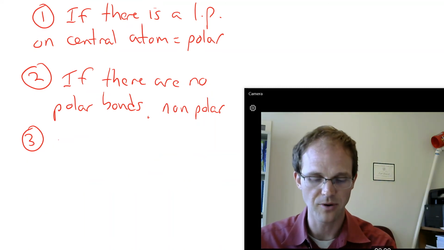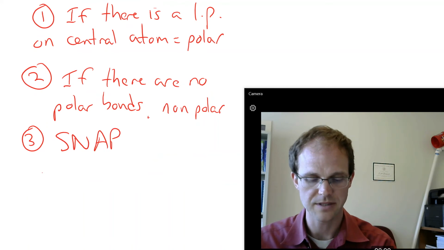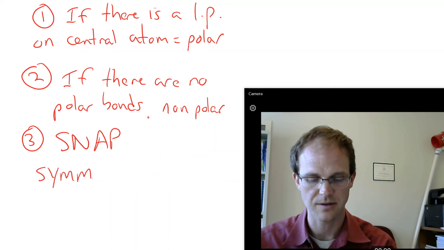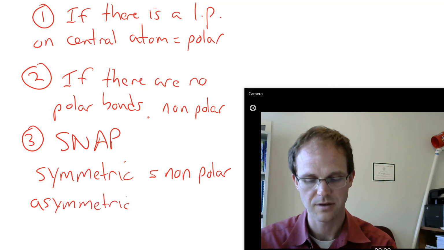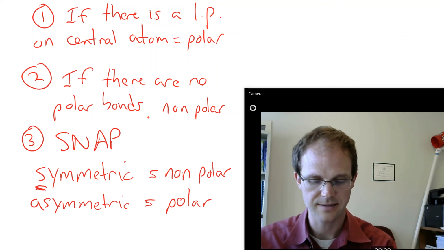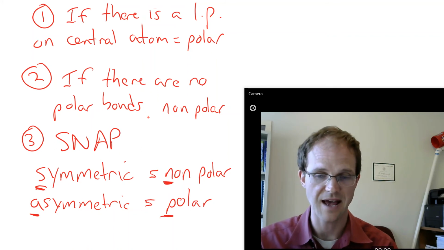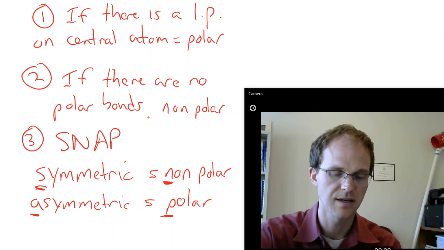Rule 3. If there are polar bonds, then you do SNAP, which means if the molecule is symmetric, it is nonpolar. And if the molecule is asymmetric, which means not symmetric, it means polar. Right? S, N, A, P. SNAP. So let's do this one as an example.